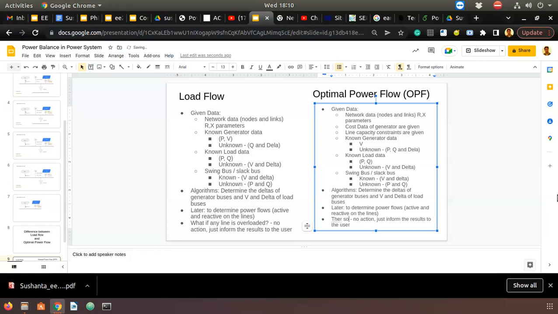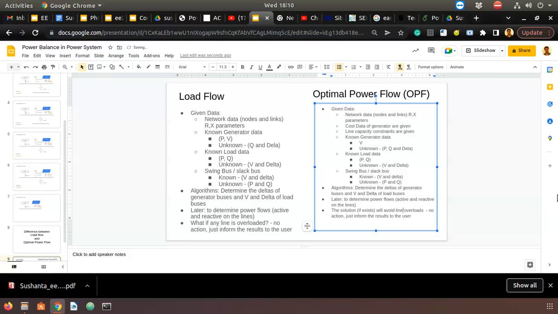generation dispatch will be manual. The solution will avoid line overloads. Sometimes the solution may not exist. Okay, so if it exists, it will avoid line overloads.